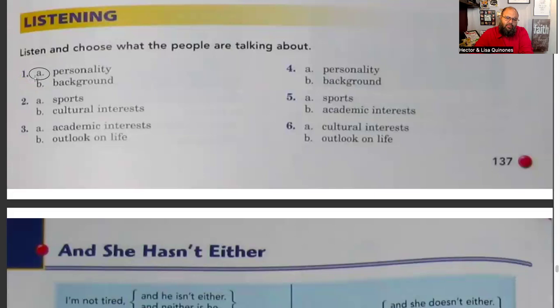Number two. I enjoy going to plays and concerts. We're very compatible. So do I.